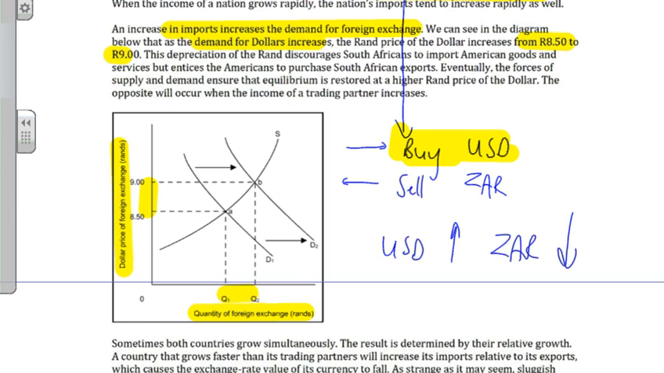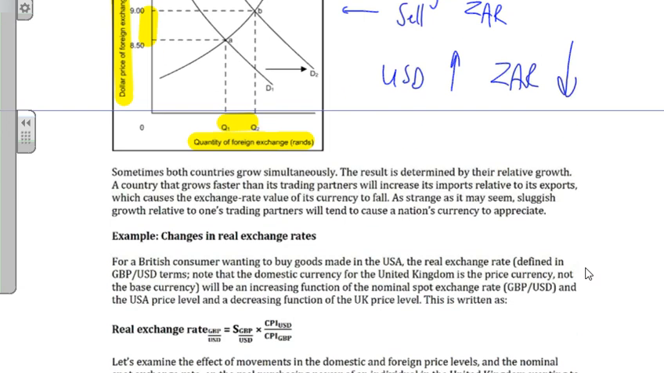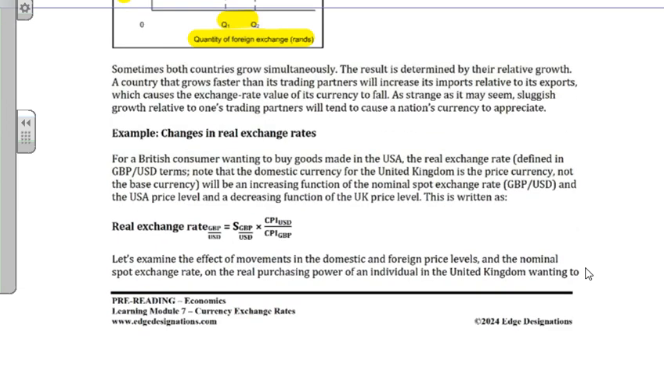We're buying dollars. As you buy dollars, it pushes the rates that way. Okay, we've got a little example over here, changes in real exchange rates. A British consumer wanting to buy goods made in the US will be what we call an increasing function of the nominal rate.